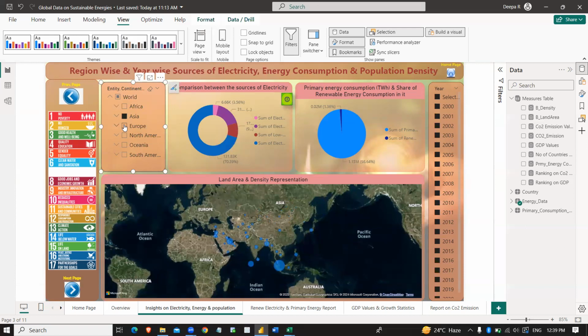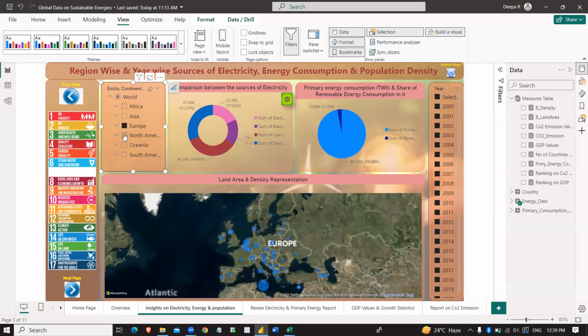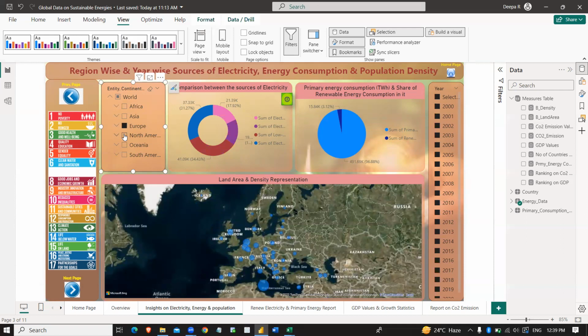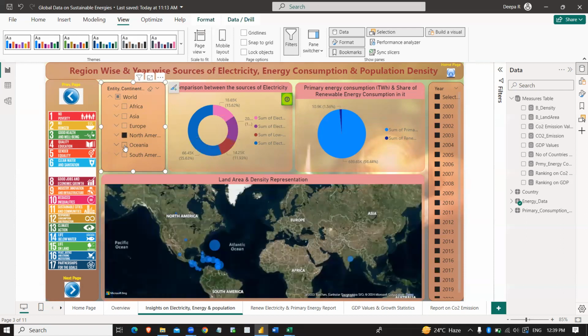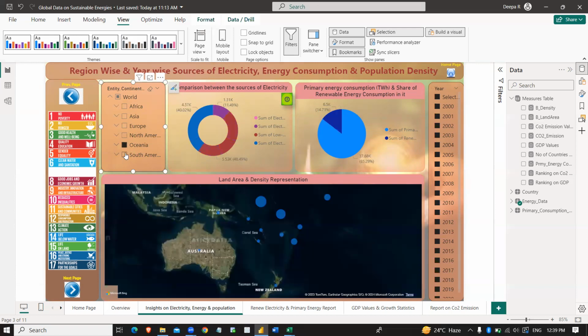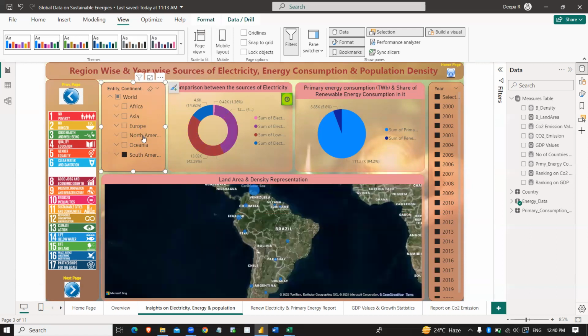Okay, Europe, North America, Oceania, South America. And here also you can see, according to this selection, the primary energy consumption and share of renewable energy consumption also is getting changed.